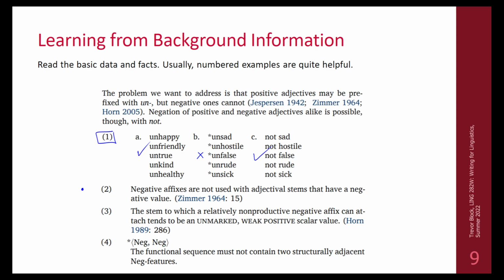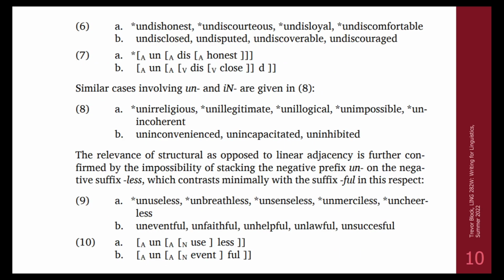So in number two, they say negative affixes are not used with adjectival stems that have a negative value. Okay, might not know what this means right now, so I'm not paying too much attention to it. The stem, which is relatively non-productive negative affix, can attach, tends to be an unmarked weak positive scalar value. 3 again, I don't know if this means much to me right now, but 4 looks important. If I relate to the abstract, I think, okay, no two negatives back to back. So this says with a star, it's ungrammatical to have a negative followed by a negative. So 4 seems like it's useful. I'll probably read the paragraph then.